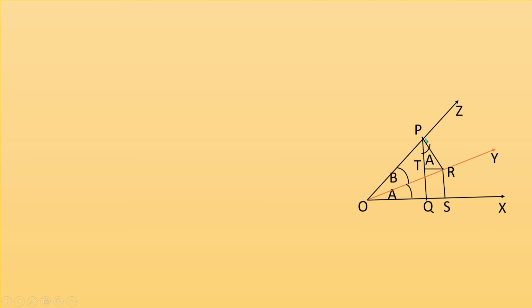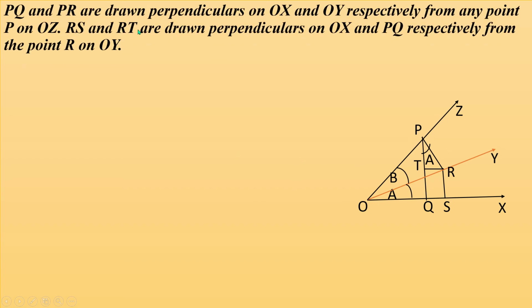Now draw two perpendiculars from any point P on the line OZ, PQ and PR respectively. Again, from any point R on the line OY, draw two perpendiculars RT and RS respectively. Clear? As a result, explanation.